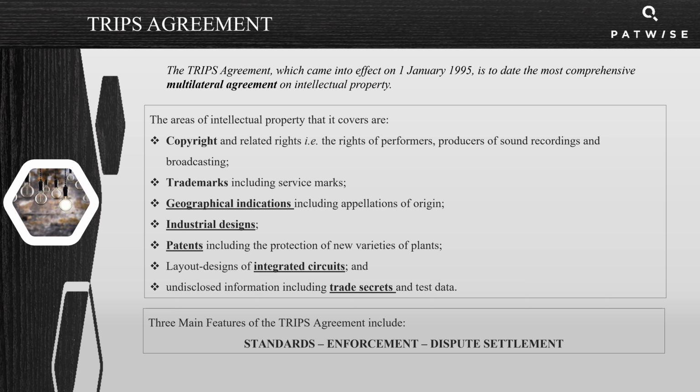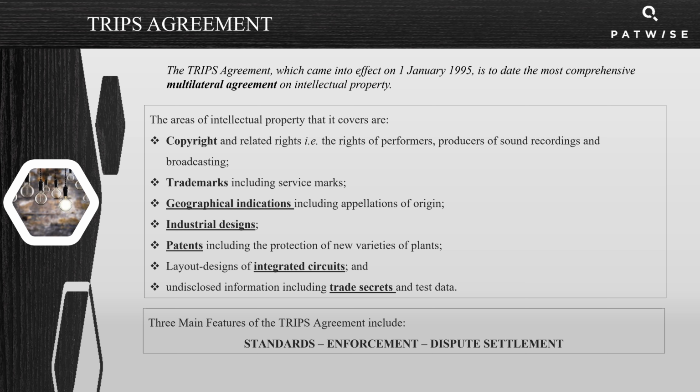The three main features of the TRIPS Agreement are, first, standards, wherein every country that is a signatory to the TRIPS Agreement should have a certain set of protections, such as patents should be granted to all products and services. Secondly, patents should have a term of 20 years or the like. Apart from standards, enforcement.